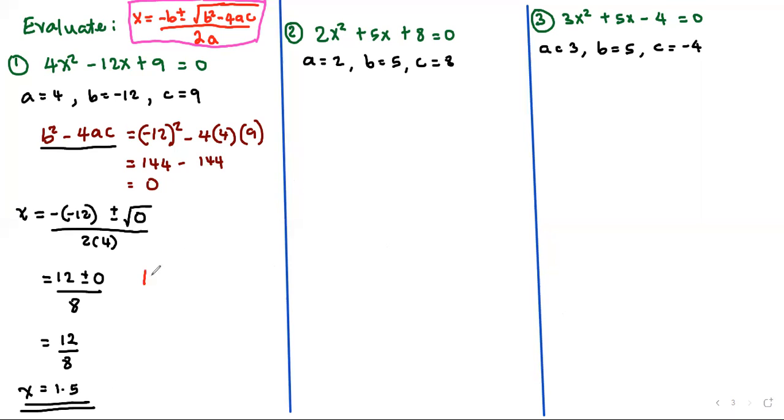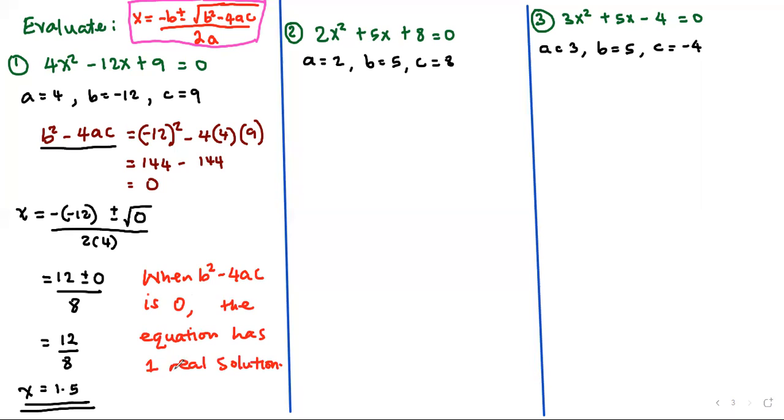So this actually means that when b squared minus 4ac is equal to 0, then the equation has got one real solution. Just get to know that.